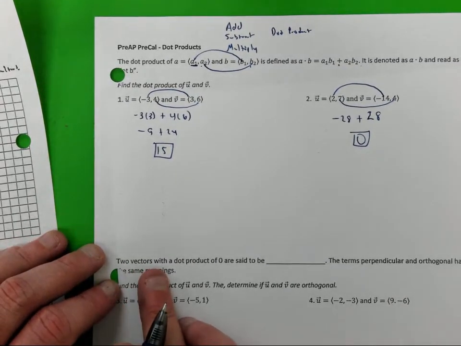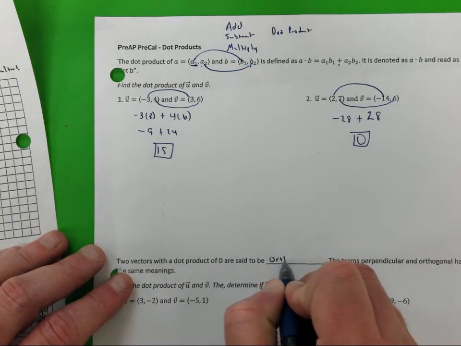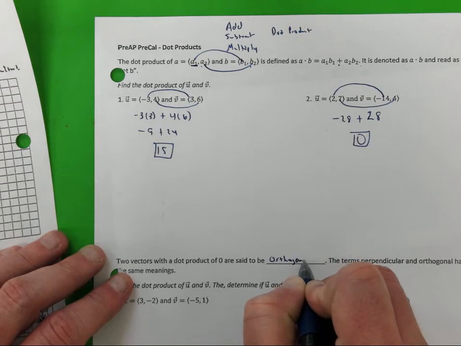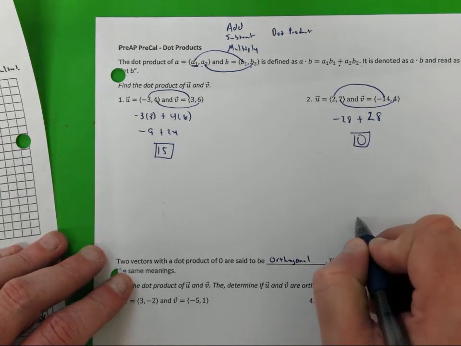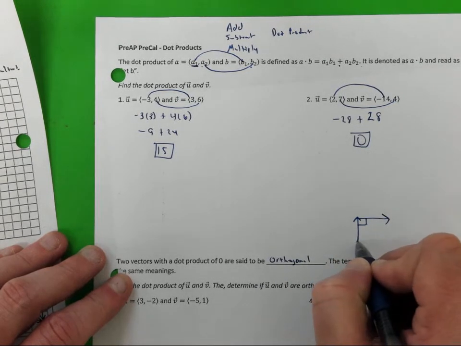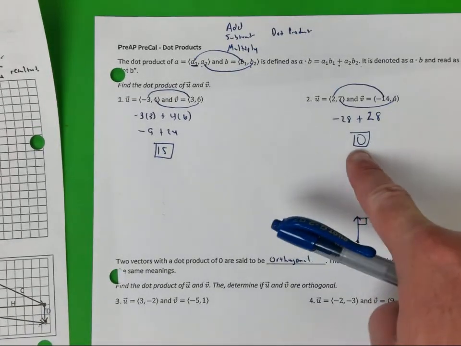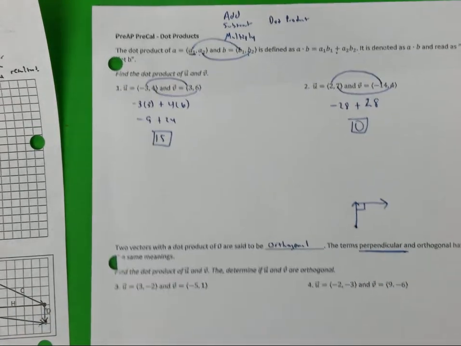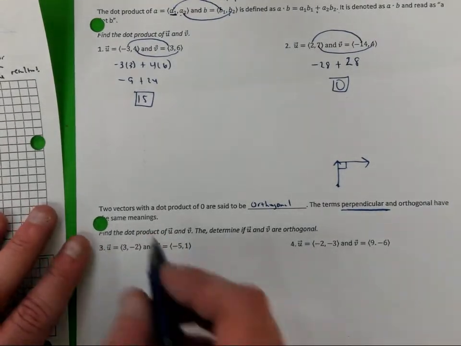Now, two vectors with a dot product of 0 are said to be orthogonal. You need to know that definition. Orthogonal. Okay, orthogonal means the vectors are perpendicular. That means they meet at a right angle. They are perpendicular. If you get a dot product of 0 like this, that means they are orthogonal. They are perpendicular.